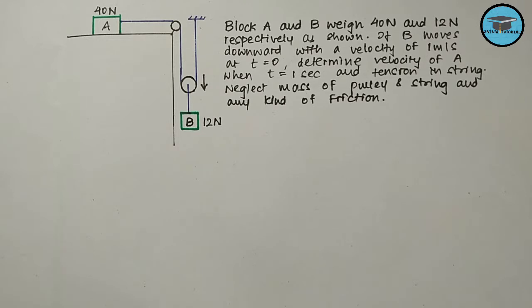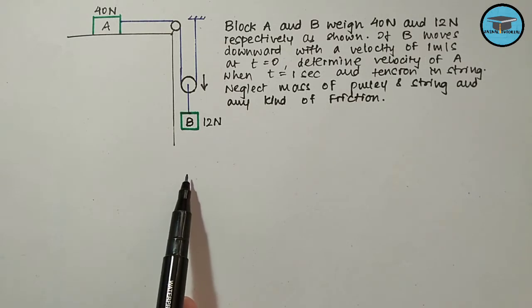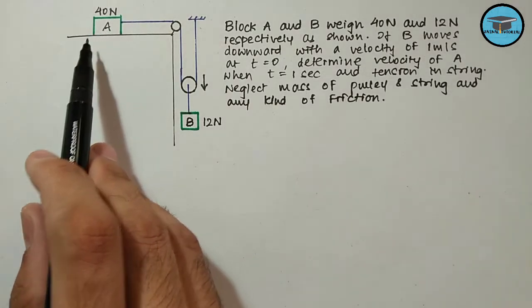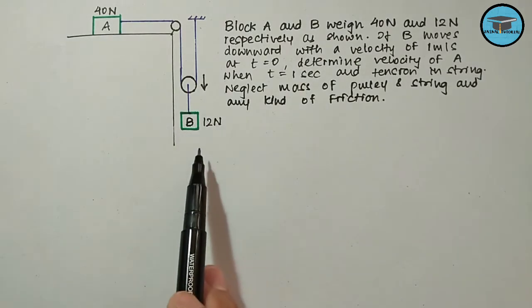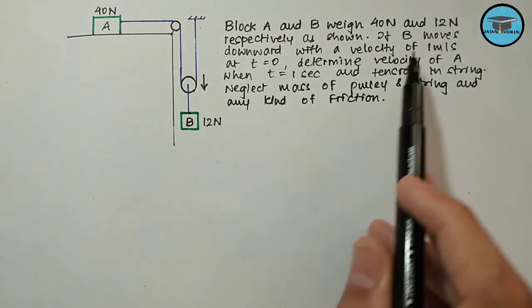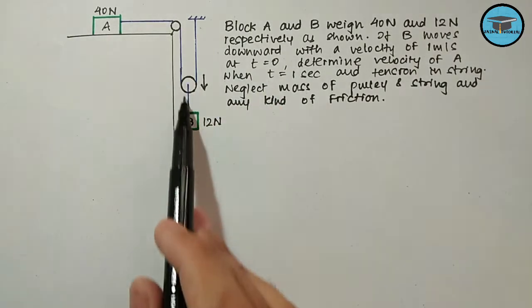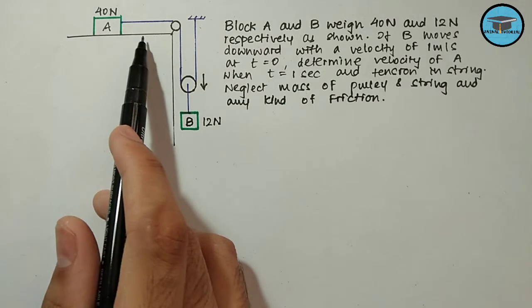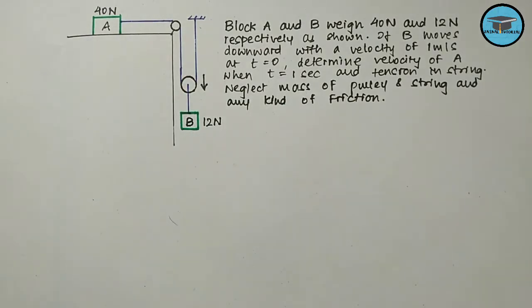So guys, the problem consists of two blocks having weights of 40 Newton and 12 Newton. We need to determine the velocity of block A at t equals 1 second, when block B moves downward with a velocity of 1 meter per second at time t equals 0. Also, we need to determine the tension in the string. We don't need to consider the mass of the pulley and the string, or any kind of friction. So this is the problem, but before solving it, let us understand what will happen.